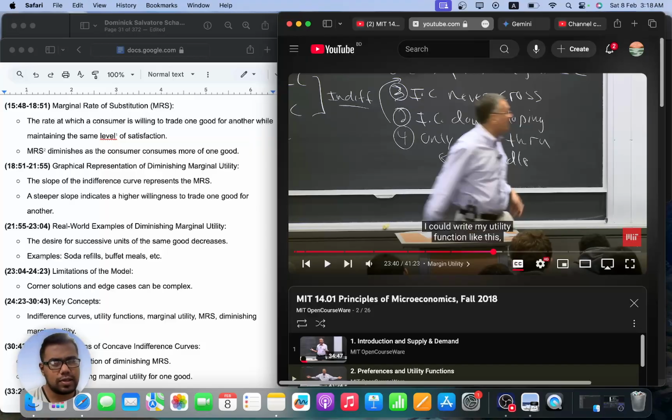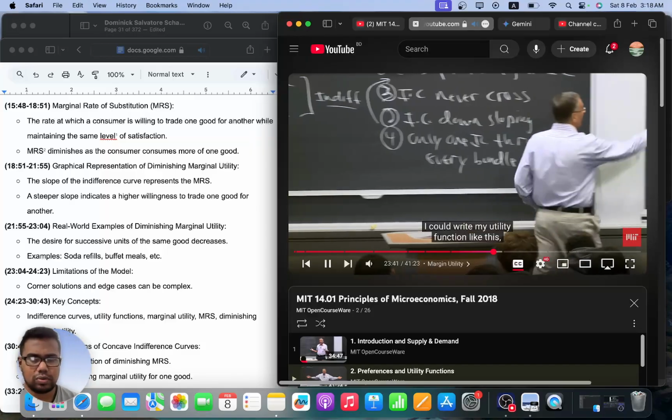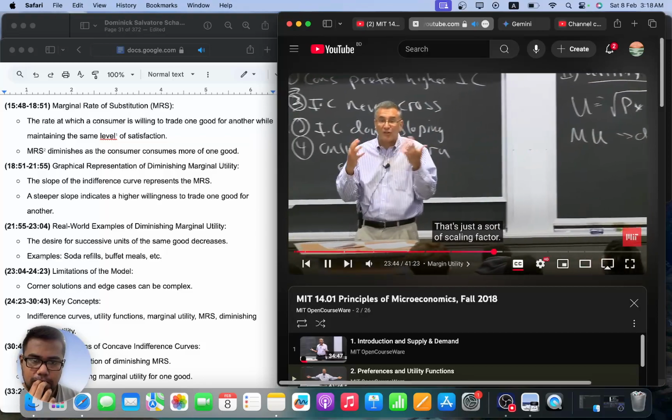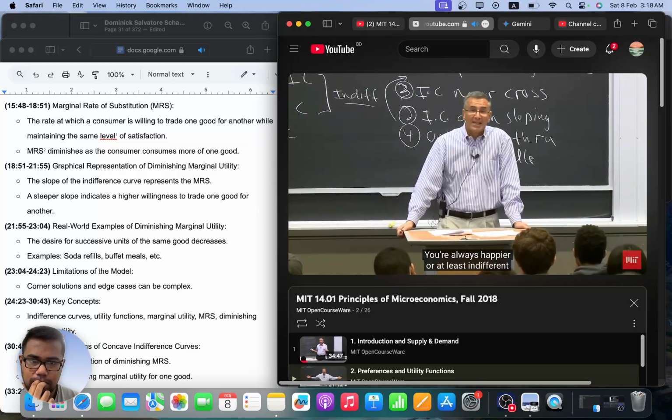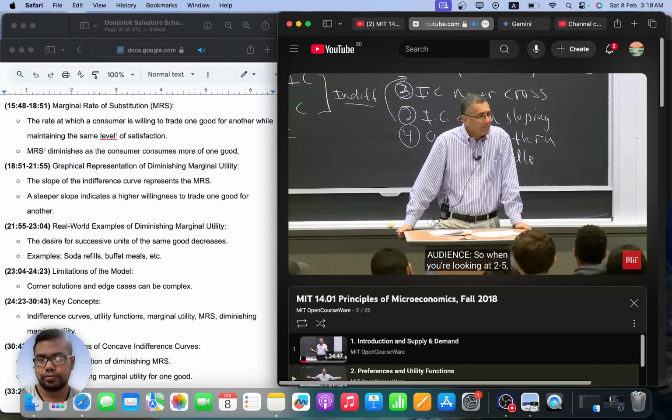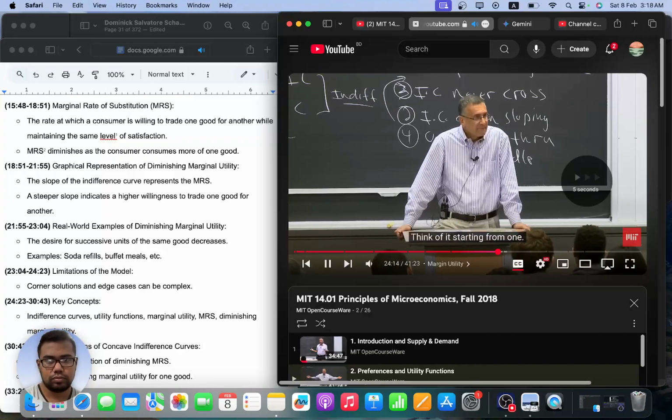No, I suppose no. Like this, something like that. So it can be negative, that's just a sort of scaling factor. But marginal utility is always positive. You're always happier, or it's non-negative. You're always happier, or at least indifferent, to get the next unit.